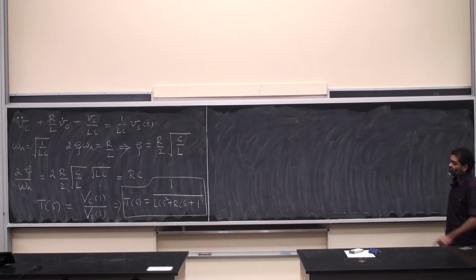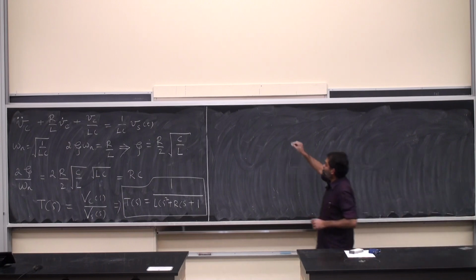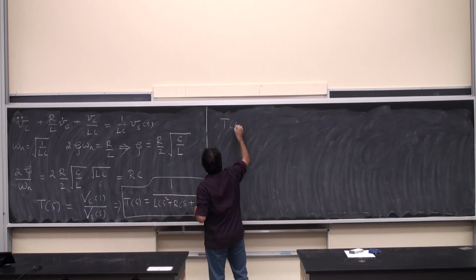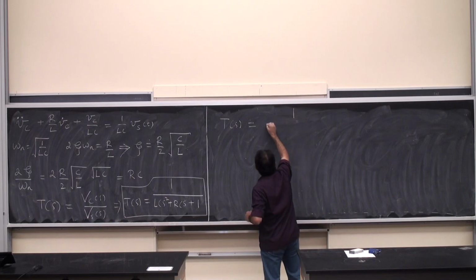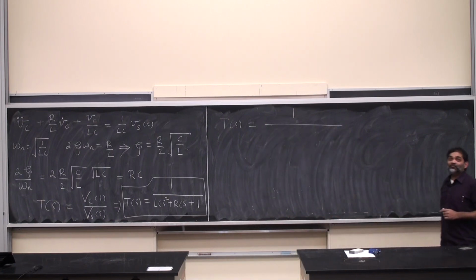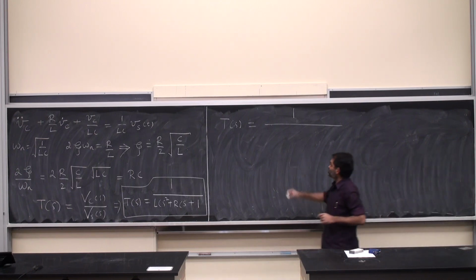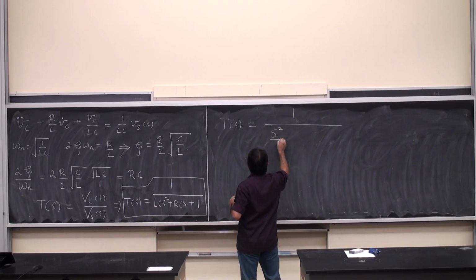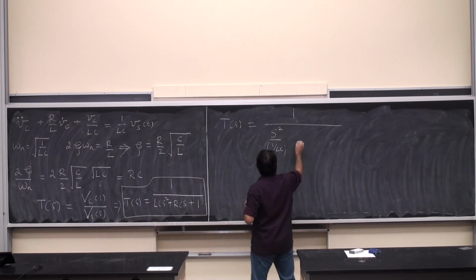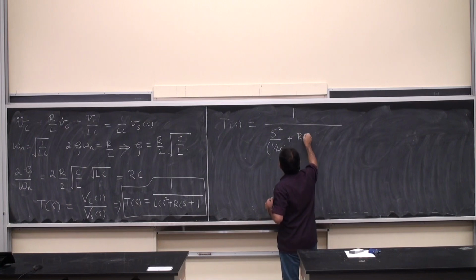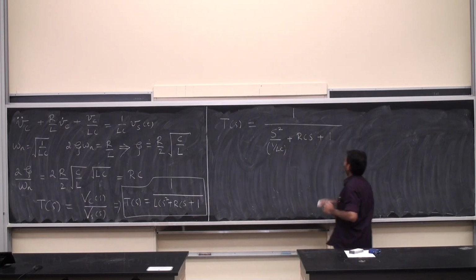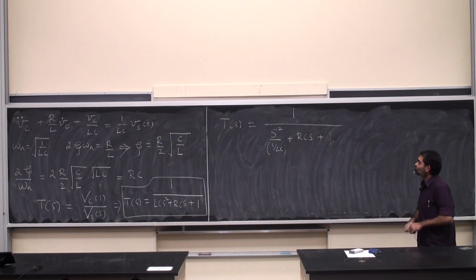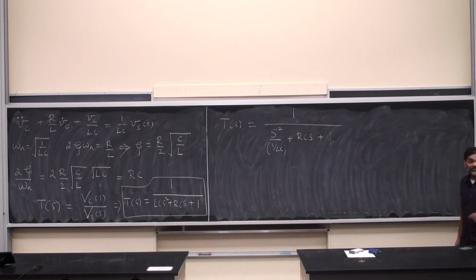Now, take a look at the transfer function. But I'm going to write it in the following manner. I have LC times S square, so I'm going to say this is S square by 1 by LC, plus RCS plus 1. What's 1 by LC?